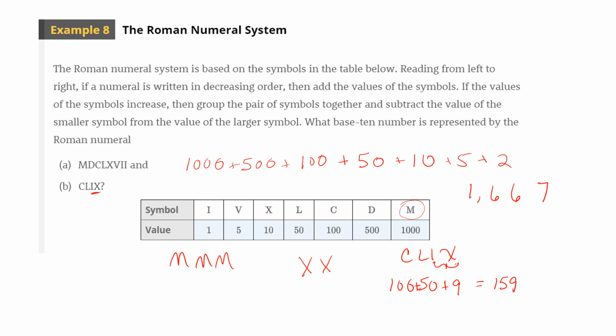And if you ever look at copyright dates, like at the end of a movie or different things like that, they're always written in Roman numerals. The Olympics, their numbers are always written in Roman numerals. And so we see them all the time.